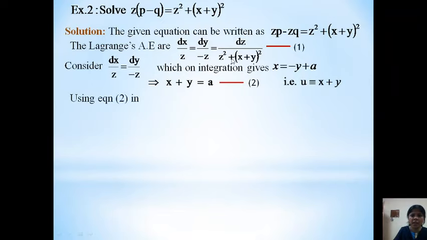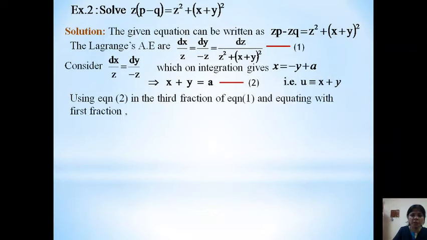Now again, as I am not able to get the second solution by method 1, let us make use of equation 2 to get the second independent solution. So put x plus y is equal to a in the third fraction, and then you can compare it with any one of the fractions.